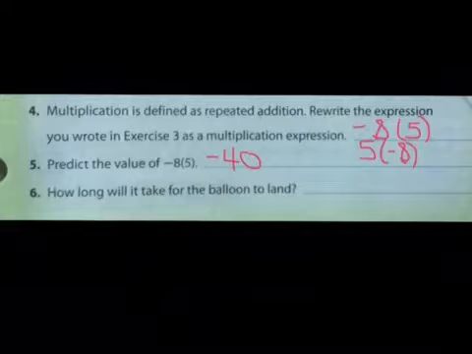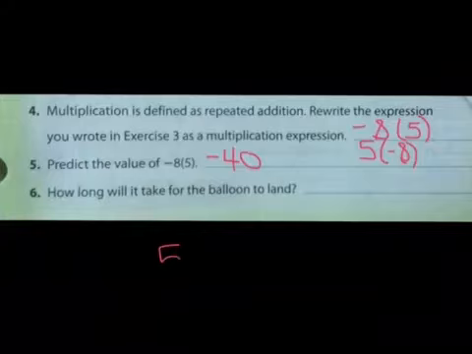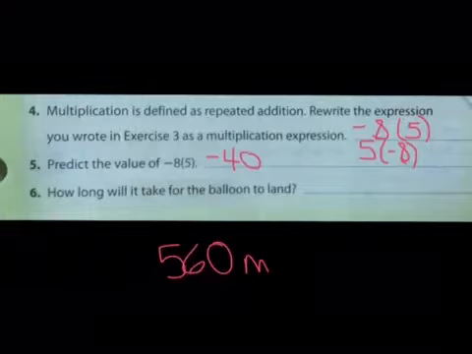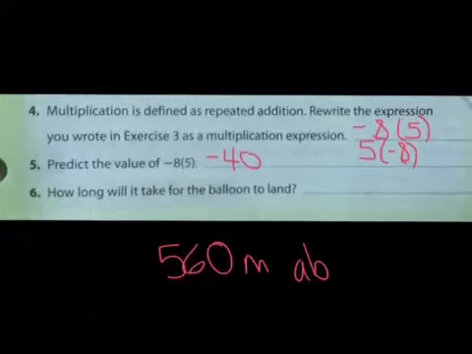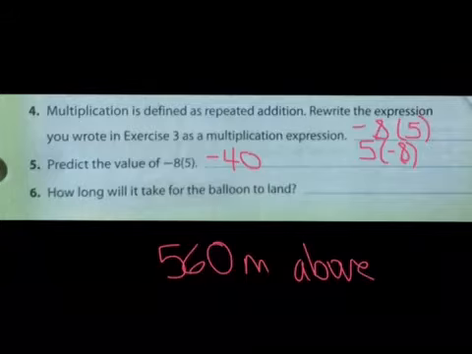And then how long will it take for the balloon to land, knowing that it's 560 meters above the ground? Okay, how long will it take for it to land? Well, we understand that it's moving at, we're looking for the time.